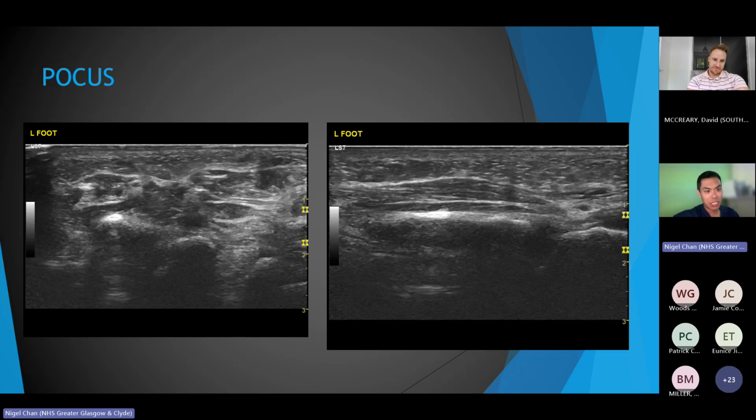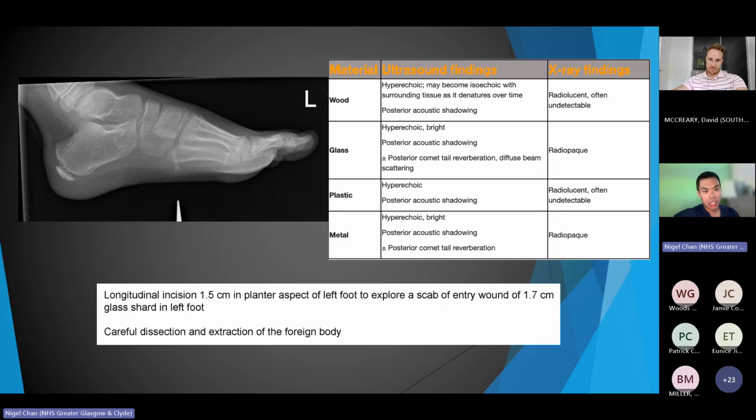It's really bright. It gives you shadows underneath it. So it's just reverberation artifact. And yeah, so this is basically what it looks like. So if you see something that's really bright and shining at you, you just think that shouldn't be there. And actually on X-ray, you could see it pretty nicely here anyway. So different bits of material will have different echo textures on ultrasound. They'll help you hopefully know what you're looking at. No, I didn't scan it in a water bath. She was actually fine.